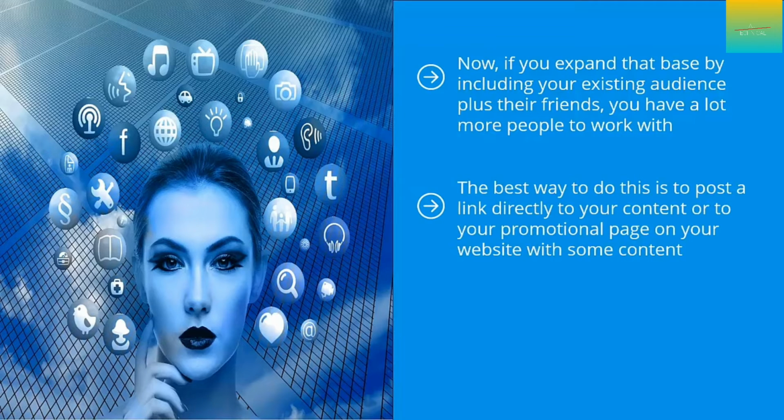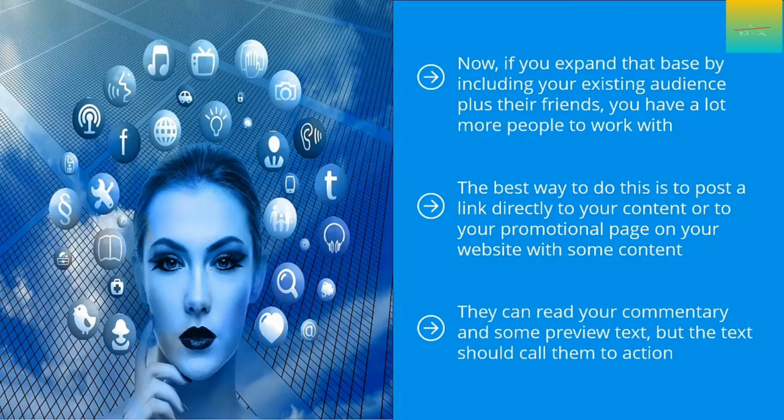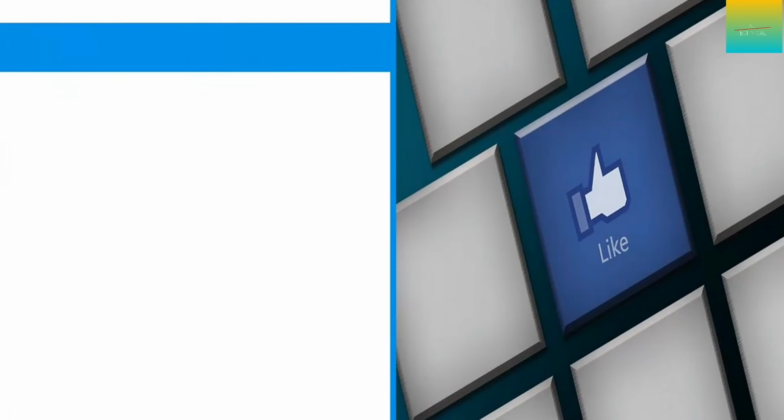The best way to do this is to post a link directly to your content or to your promotional page on your website with some content. This way, when someone clicks through, they go straight to your website. They can read your commentary and some preview text, but the text should call them to action. This is the cleanest way to get direct traffic cheaply, using post boosts targeting your existing audience and their friends.